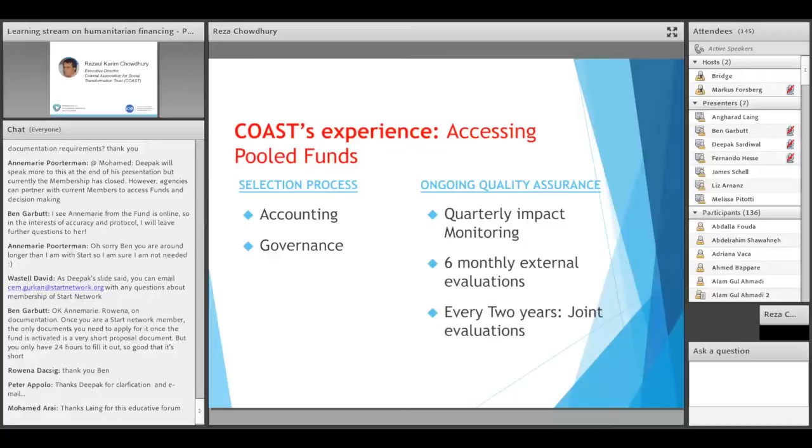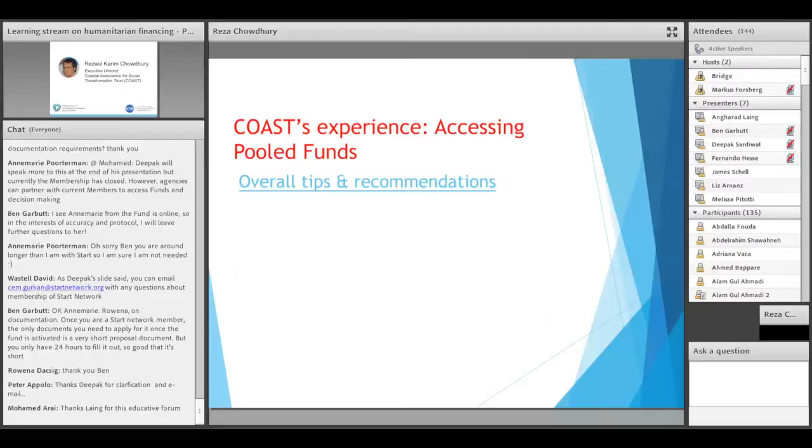So what I have experienced in respect of pool funding, if it is for the local NGOs and national NGOs, you have to be acquainted to maintain the accounting standard in view of the international standard.